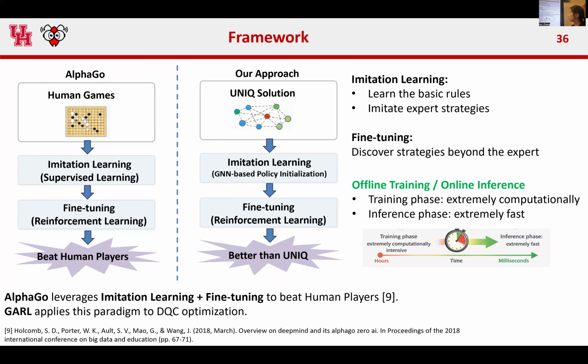Another advantage of our third work is offline training and online inference. What does that mean? The training phase is extremely computationally expensive, so it may take a longer time. But the inference phase is extremely fast, which means if we have a new user who wants to use our method, we can give them an execution plan in just a few seconds.